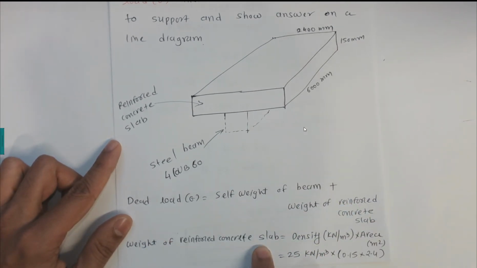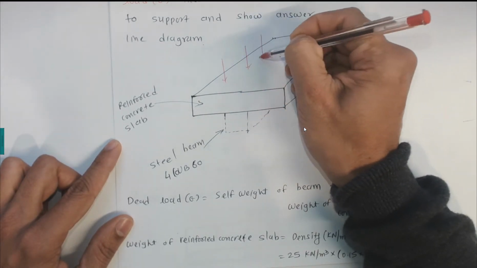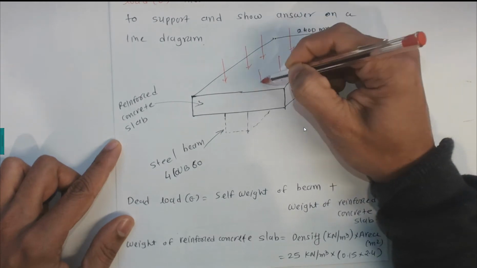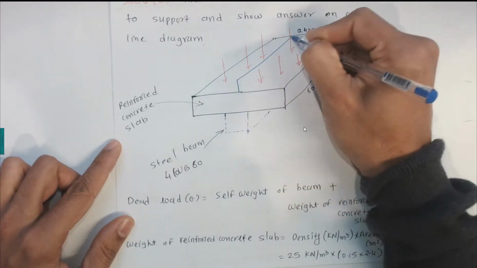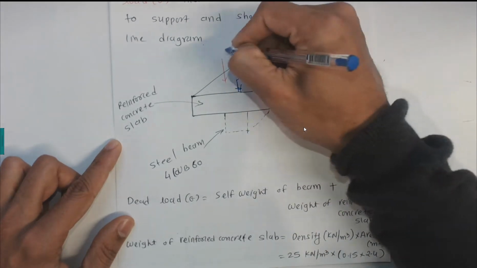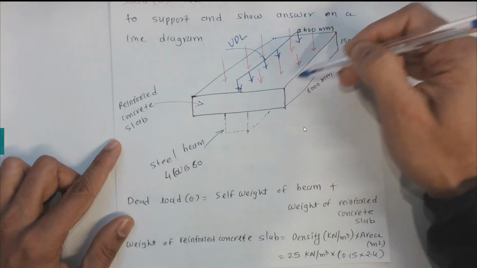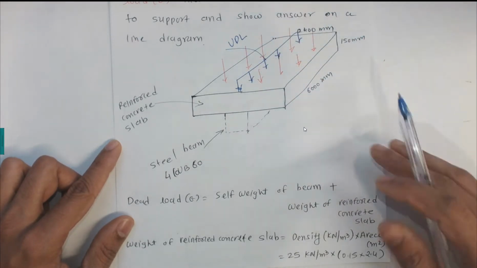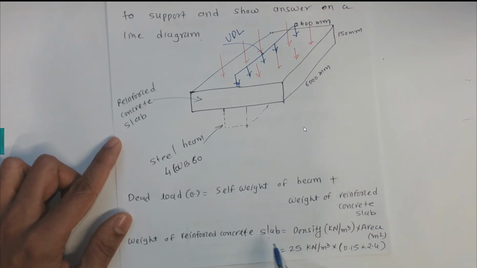reinforced concrete slab. Now for the reinforced concrete slab, as you know, we have a density of the reinforced concrete, so that density will create this kind of pressure, and we are interested in the UDL load applied onto the steel beam along its length. So we are first going to have this density, which is a rate, and then we are going to convert it into a UDL load. So the weight of the reinforced concrete slab can be calculated by using the equation: density in kilonewton per meter cube times the area in meter square.